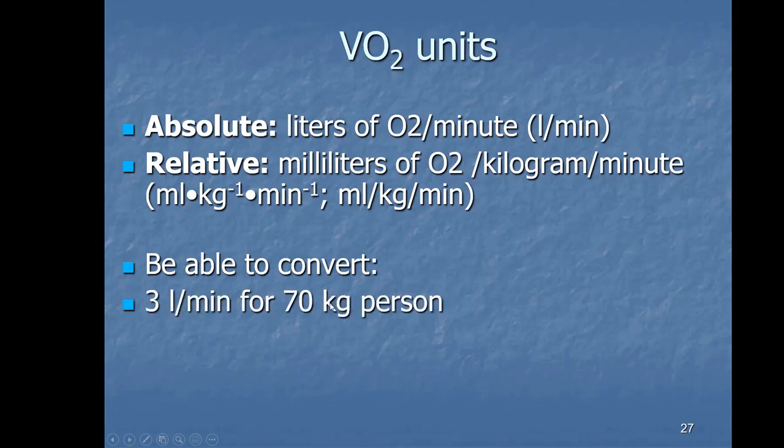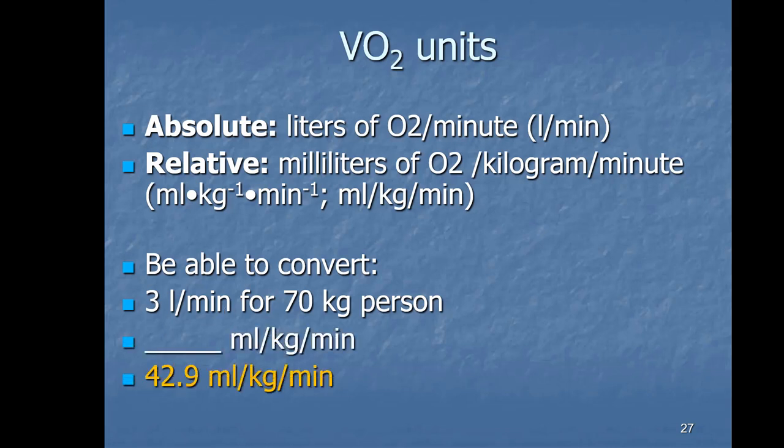But if you wanted to convert absolute to relative, you would just need to know the body weight. So, for example, if you had 3 liters per minute of absolute VO2, and you wanted to convert that to relative units, and if you know the person's body weight is 70, you could just do the calculation.